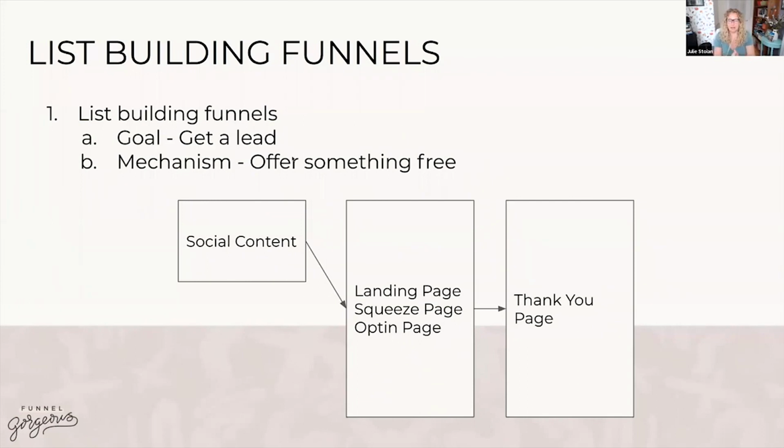All right, so the first kind is the list building funnel. And again, like I said, every funnel has a goal, and the goal here is to get a lead. The mechanism for that goal is give something away, okay? The most basic funnel is you have a piece of social content, a Facebook post, a Facebook ad, Instagram, a YouTube video, a Pinterest pin, a tweet, some piece of social content, right? Because that's often how most of us get our traffic.